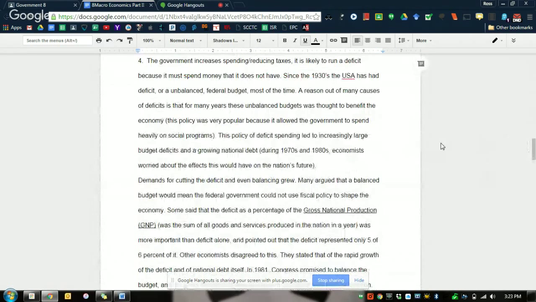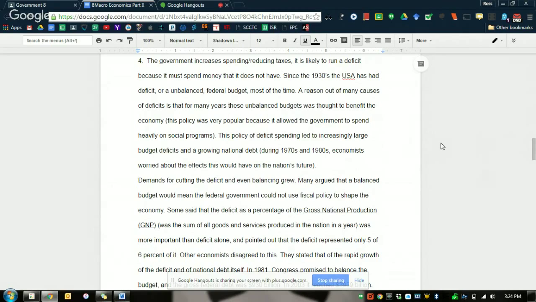Now the government can increase spending or reduce taxes. And when they do that, it's very likely that they're going to run a deficit. And since the 1930s, we've run a deficit most of the time. And a reason that we've decided to run these deficits is to benefit the economy.